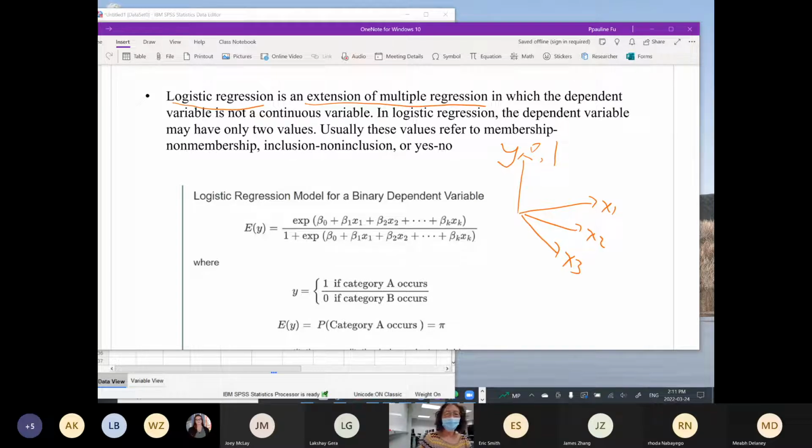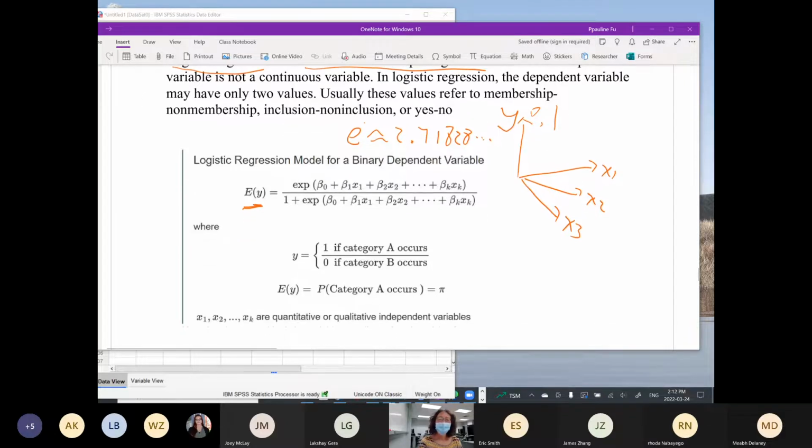The model for logistic regression is expressed by E(Y) equal to EXP. This EXP is the natural number. It's like e raised to a power, for example, 5. So this e is actually the natural number. And Y is either 1 or 0.